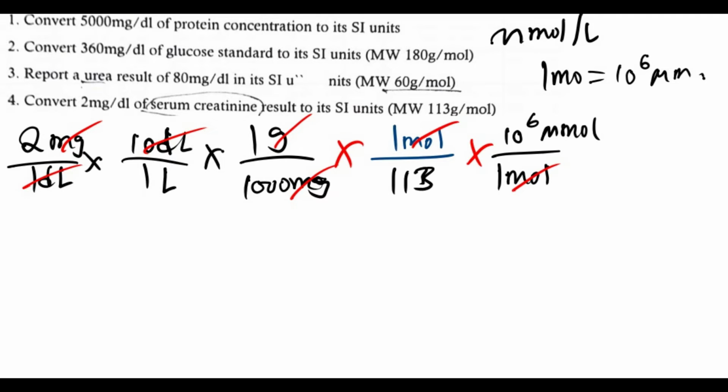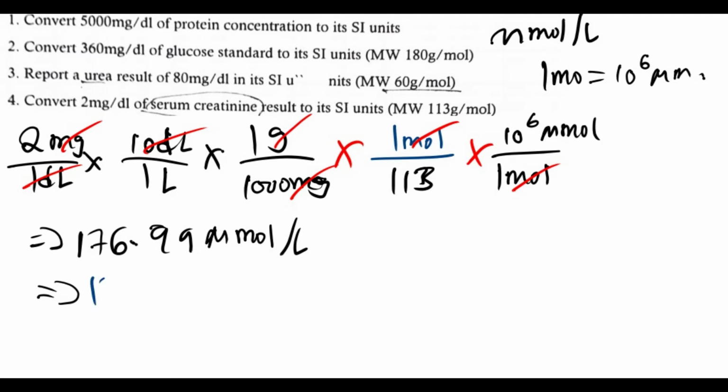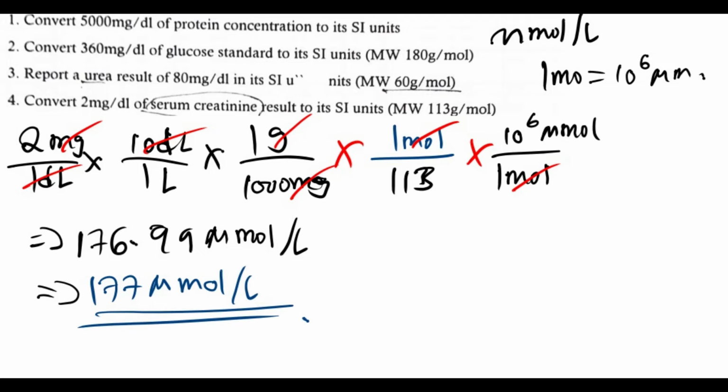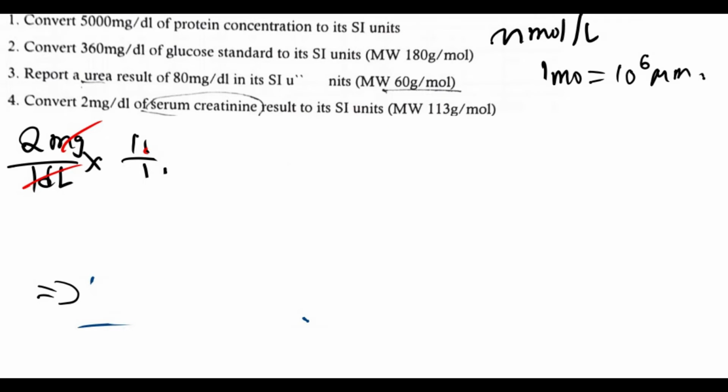So 113. So 2 again times 10 times 10 raised to the power 6 divided by 113. Now I put 1,000. Okay, yeah. So I'm getting 176.99. So if you want, this is now micromole per liter. You can round it off and say it is 177, like that. Perfect. So this should be the final answer. So that is question 4.